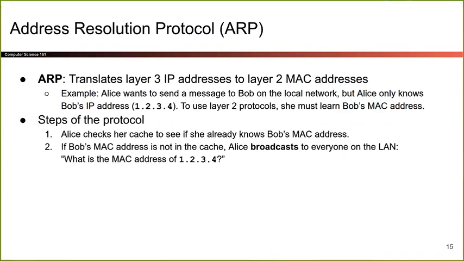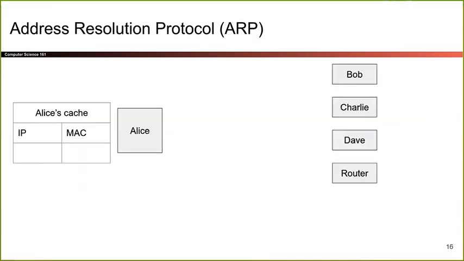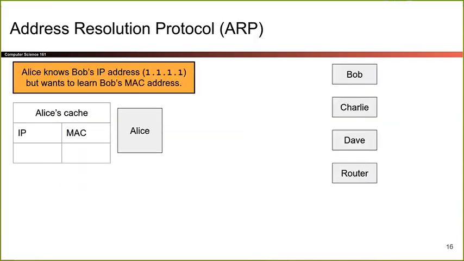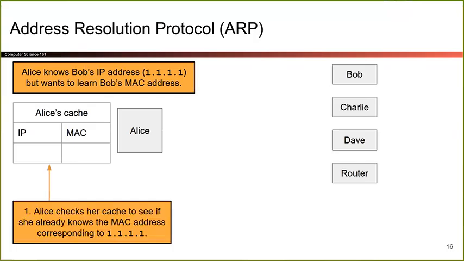So there are 4 steps to this. You can read them here, but I'll draw them in pictures for you. So here we go. Again, I know Bob's IP address. I think that should say 1.2.3.4, but I want to know Bob's MAC address, or Alice wants to know Bob's MAC address. So the first thing Alice does is check her cache. So everyone has a cache, and this is just to prevent having to use this protocol over and over again. So I save previous mappings that I've seen before. So I check, have I ever seen this IP address before? And if I have, do I already know the MAC address? So I check my cache. And in this case, the cache is empty. There's nothing inside. So I have to keep going. But if Bob's MAC address was already here, then I could stop right here and I'd be done.